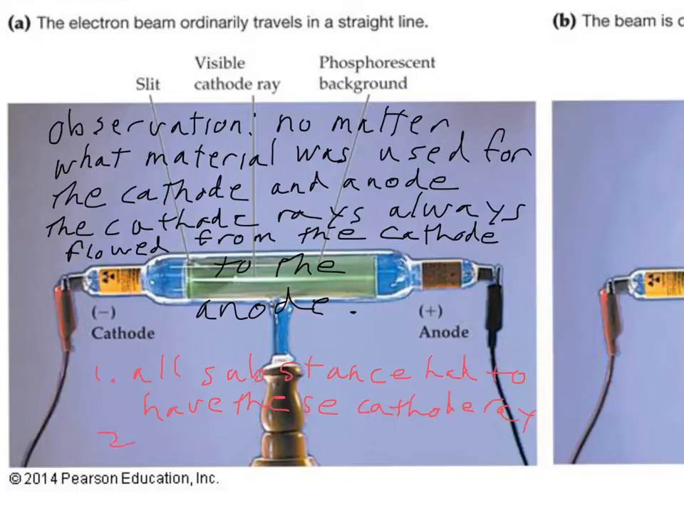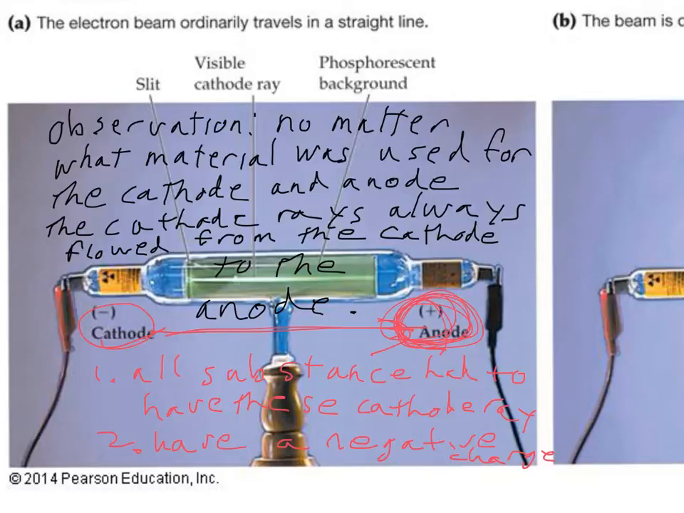Also, if the cathode rays always went from the negative to the positive, the cathode rays had to have a negative charge. Why? Well, they're flowing towards the positive charge, right? And opposites attract. So if something's flowing towards the positive charge, it itself must have a negative charge. So those are two important observations Thomson made.